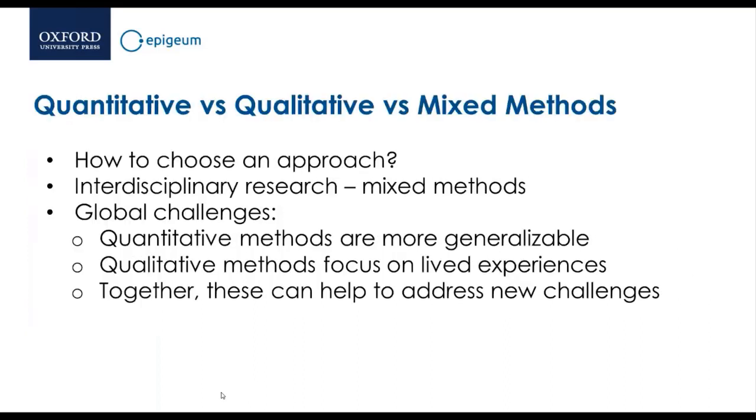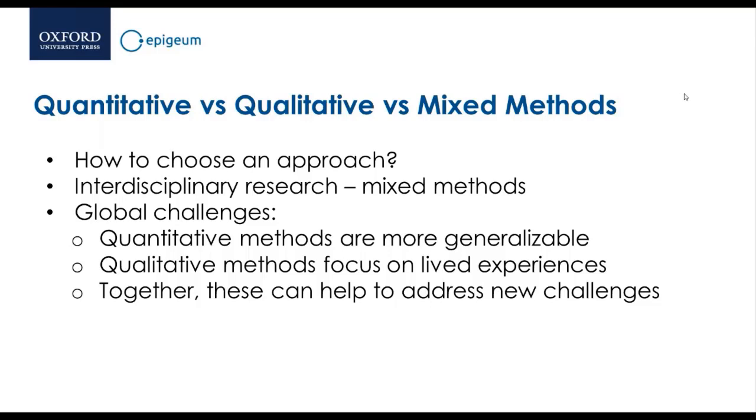Quantitative versus qualitative versus mixed methods, I think, has been a discussion in the social science research arena, certainly for as long as I can remember. I remember having key discussions about this when I was doing my PhD. I think one of the challenges for social scientists is always about how to choose a distinct approach based on an epistemological perspective, or whether to be much more pragmatic and combine methods. And I think there's a lot of interdisciplinary research focus now, which is driving much more creative research methods where mixed methods can be a particular advantage.